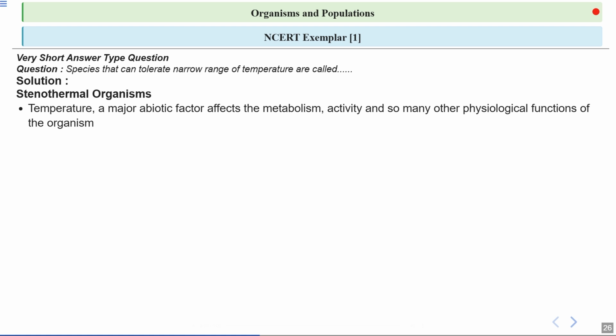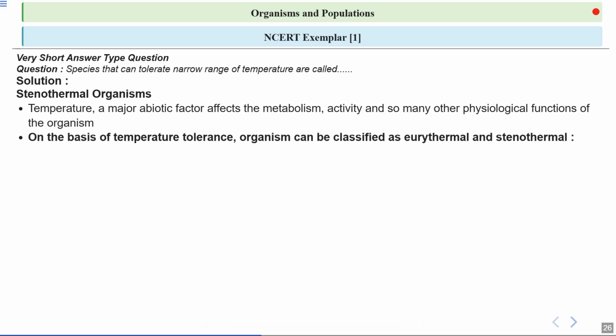We know temperature is a major abiotic factor that affects how organisms live. It influences their metabolism and many other body functions. On the basis of temperature tolerance, organisms can be classified as euthermal and xenothermal. Euthermal organisms can tolerate and thrive in a wide range of temperatures. Xenothermal organisms tolerate only a narrow range of temperature.